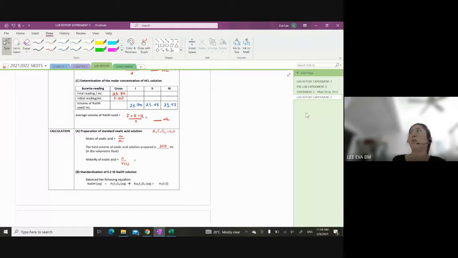Okay, don't worry, for our practical test in week 11, by that time we should have a short briefing again for experiment 2. Madam will remind you again of what you need to pay attention to for the practical test. So try to complete the lab report first. Before our practical test, Madam will brief you again on the content and also what to be careful about in doing your lab report.